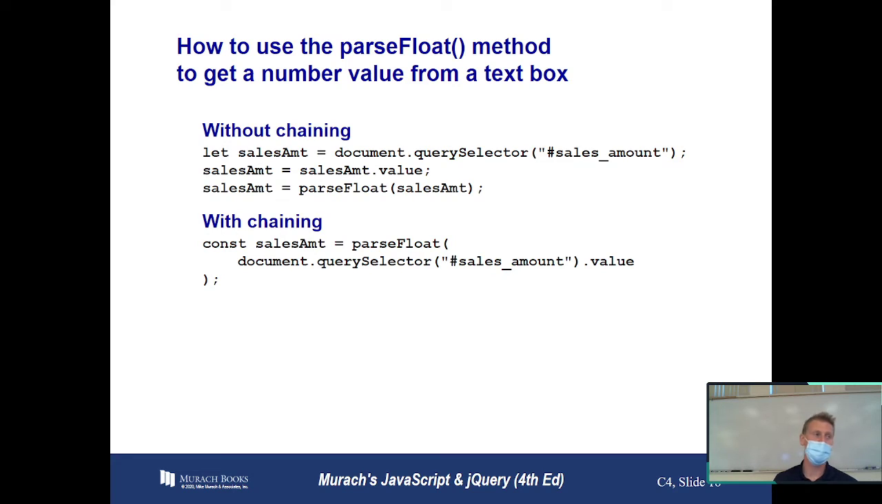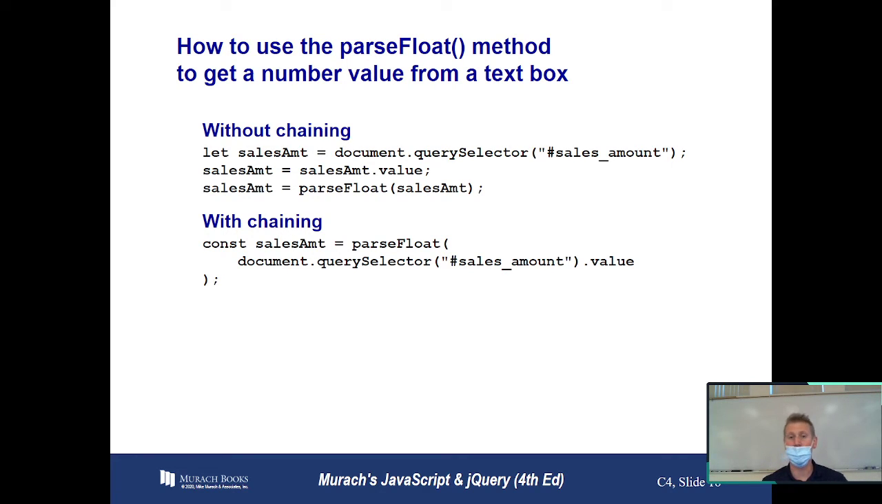Here's another example of chaining. Again, chaining just reduces the number of lines that we would have to write. So here we select something with an ID of sales amount. It's a text box. I know that because it's a dot value. We then reassign the sales amount to be the value that's in the text box, and then we parse it to a float. Because keep in mind, a text box is going to be a string by default, right? With chaining, we just go ahead and parse float the value. We've done this before, right? Now it's just starting to piece it together.